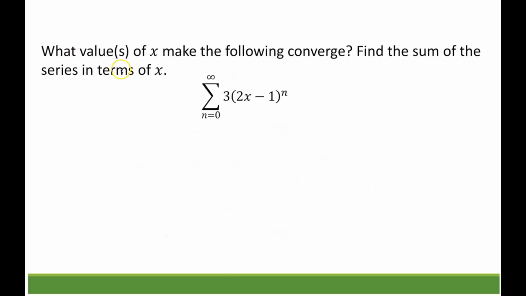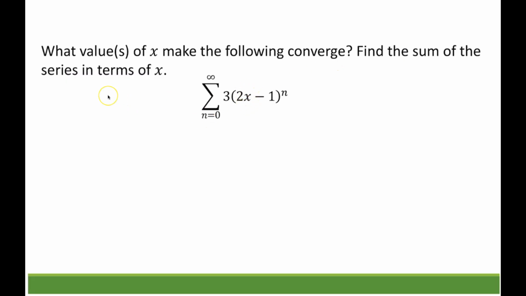This next example is kind of different. It's asking what value or values of x make the following converge. Find the sum of the series in terms of x. All right, so here I have the sum of n equals 0 to infinity of 3 times the quantity 2x minus 1 to the n. So I have this x in here, and we're asked what values of x make the following converge. Let's actually substitute in a number for x just to understand what is happening here.